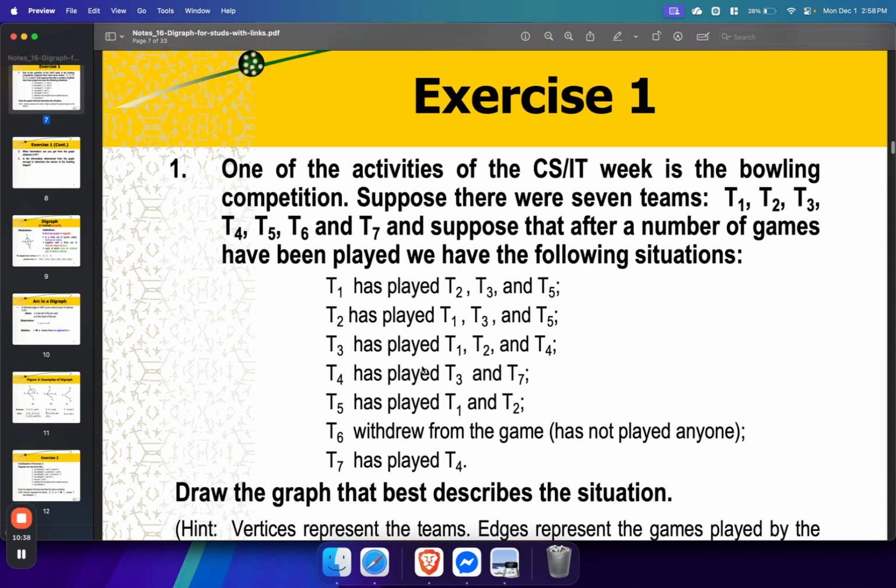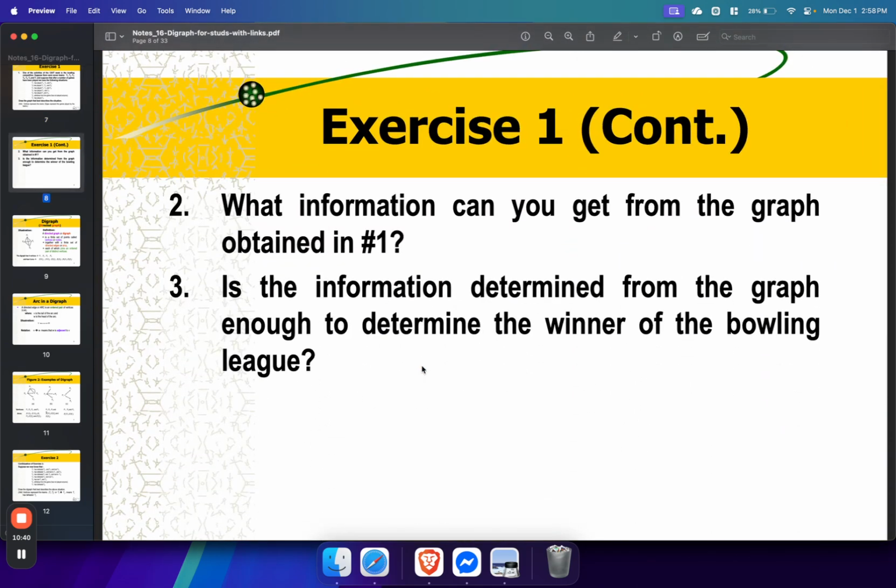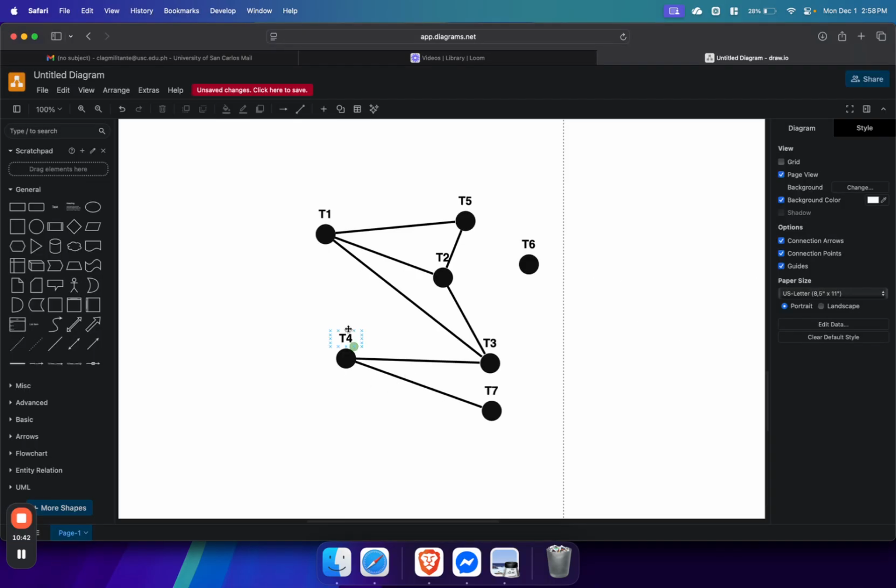Bowling was the game played. So, is it enough information? The answer is no. We don't actually know who won. We just know that T1 played with T5, T2, and T3, but we don't know the winner.